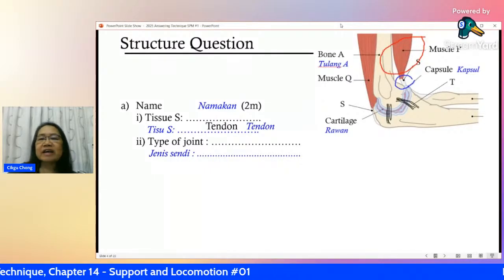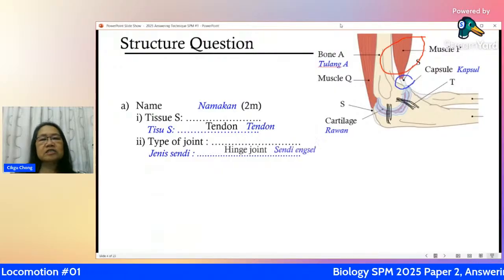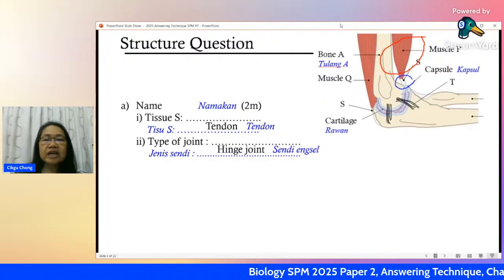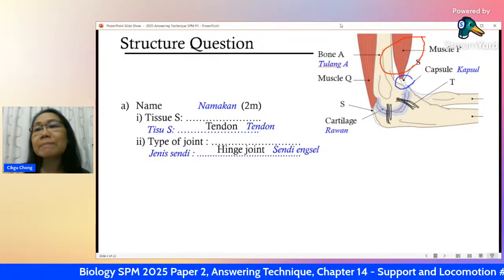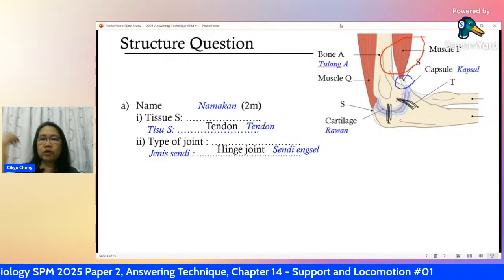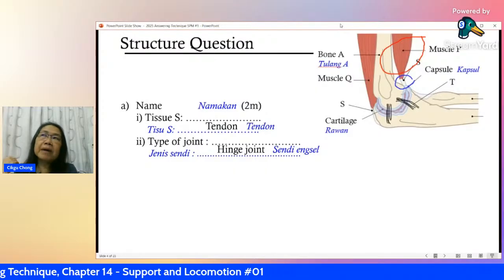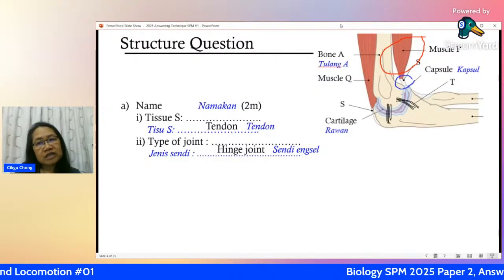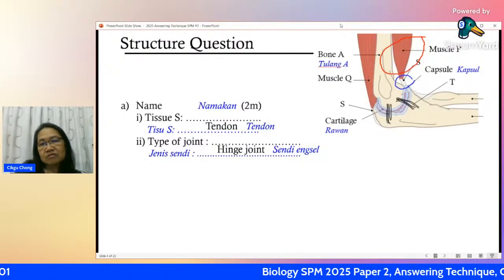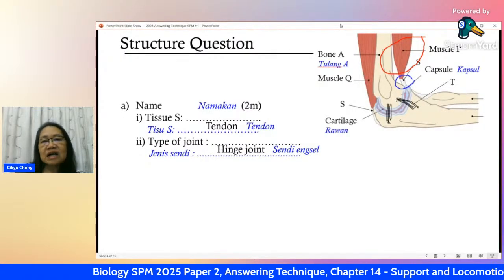So I think I'll give you the answer. This type of joint is called the hinge joint. A hinge joint allows movement only in one direction or one plane. That means you fold it this way and that's it. You can't fold it the other way. For example, you can't bend your elbow backwards. You can't fold your ulna and radius to the back. You can't extend your arm to the back. So this is a hinge joint.